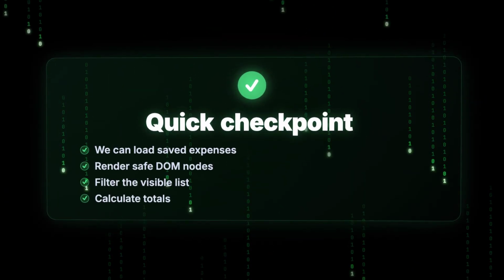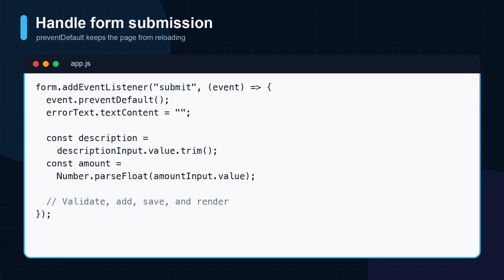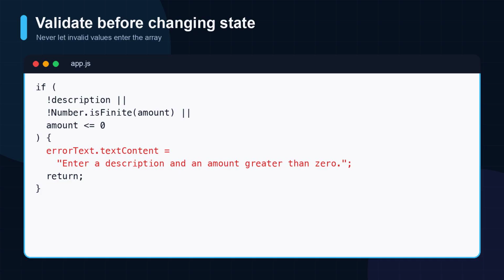Now, we will make it interactive. Listen for the form submit event. Prevent default stops the browser from reloading. Trim the description and parse the amount into a real number before touching state. Validation happens before the array changes. Reject an empty description, a non-finite amount, or any amount that is 0 or negative, and show a useful message.